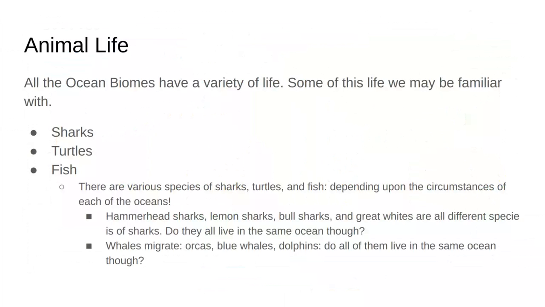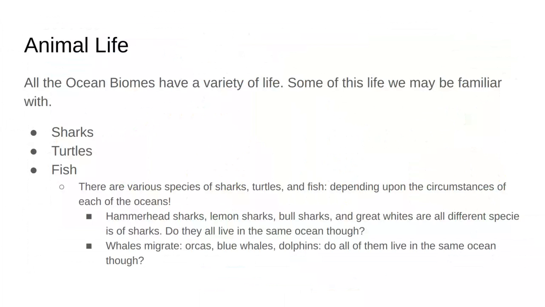And here is some specifics on animal life. All ocean biomes have a variety of life. Some of these we may be familiar with. Sharks, turtles, and fish we may have heard of. But there's various species of sharks, turtles, and fish, and this depends on the circumstances of each ocean. Again, how cold is it? How hot is it? Regarding the layers, what animals take advantage of different kinds of those layers? How deep is each of the oceans? Because not every ocean has the same depth.